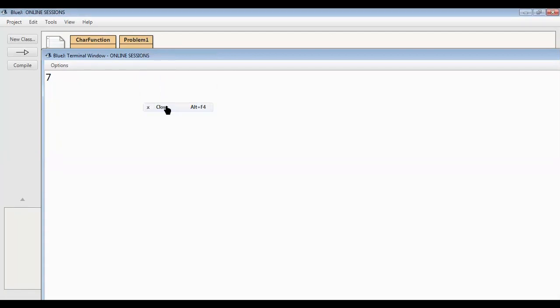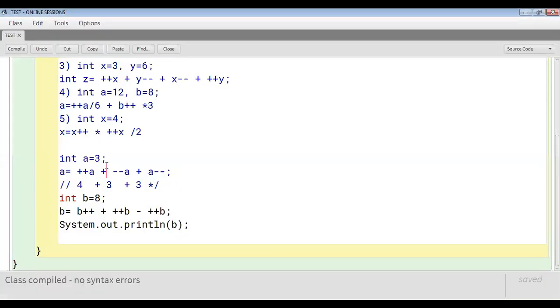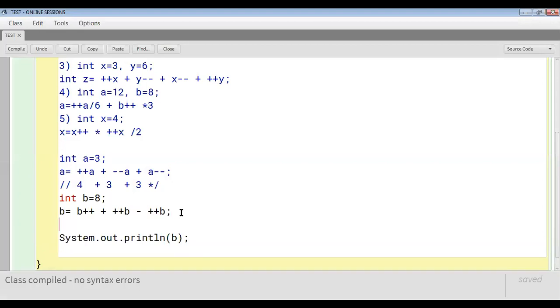Let's understand how it is 7. See, what's the initial value of B? The initial value of B is 8. Now we start. So B plus plus, is it pre or post? It is post, so it will work on the principle of change after action. Here it will remain 8 only, but after that it will become 9.